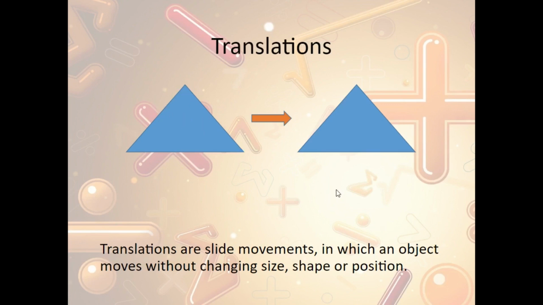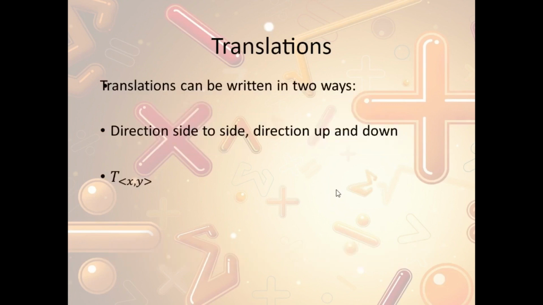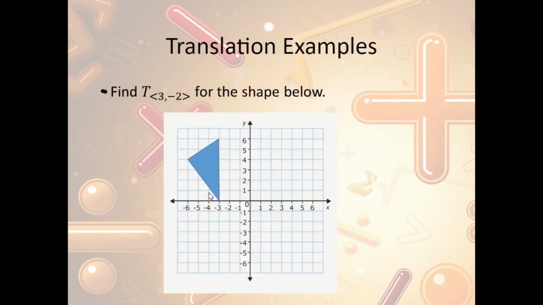It just slides around. So there's two ways that translations can be written. We could write it as a direction side to side and up and down. So we could say we're going to move to the right 6 units and then down 4 units. Or we could write it this way, T, and then these little carets here, and then X, Y. X represents the change in the X, so the side-to-side movement, and the Y represents the Y movement, so the up and down movement. So let's look at an example. So we want to find T of 3, -2.